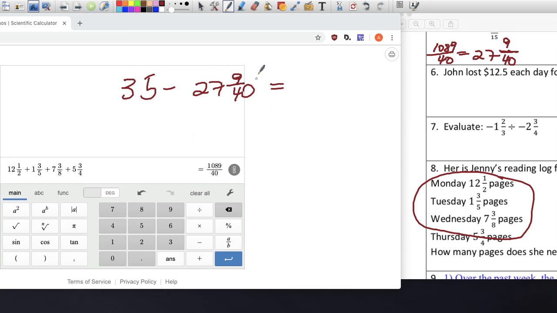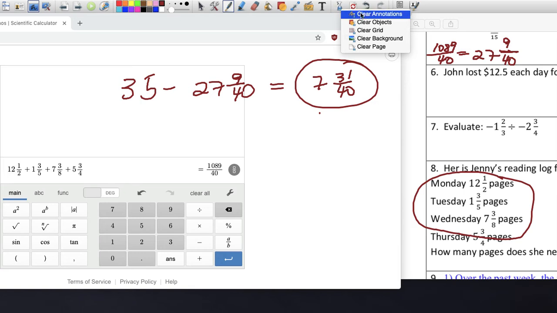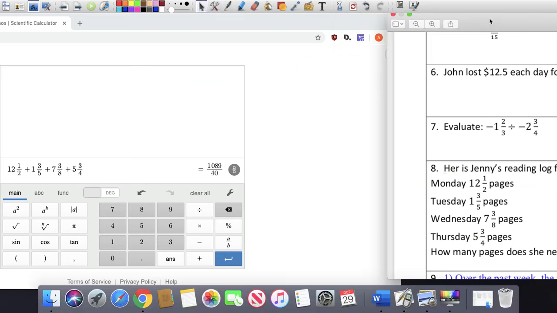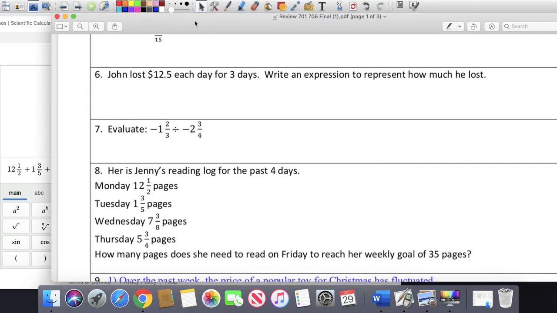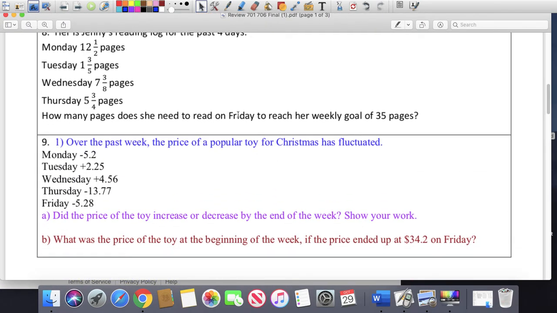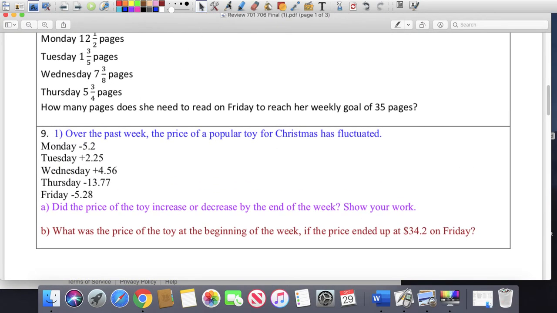So this one is easy, right? If you do that in your calculator, it's going to be 7 and 31 over 40. That's how many pages are left for her to read. Okay. That one I used a calculator. Didn't I just say I wasn't going to? But anyways, so you get the answer there. This one I will do by hand.